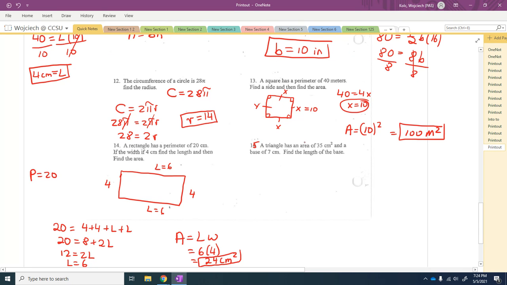And finally, last question, question 15. A triangle has an area of 35 square centimeters and a base of 7 centimeters. Find the length of the base. Area equals 1/2 base times height. So 35 is equal to 1/2 times 7.